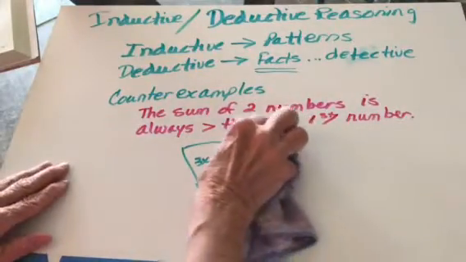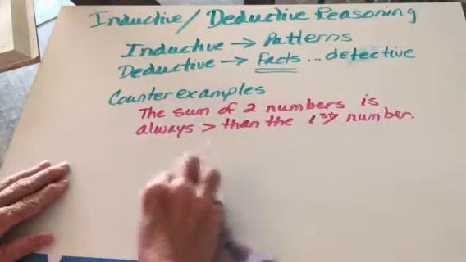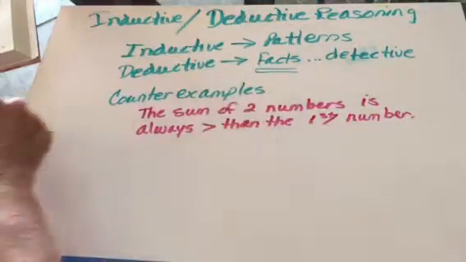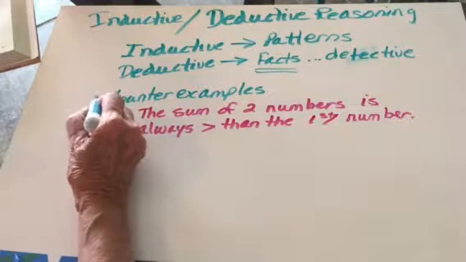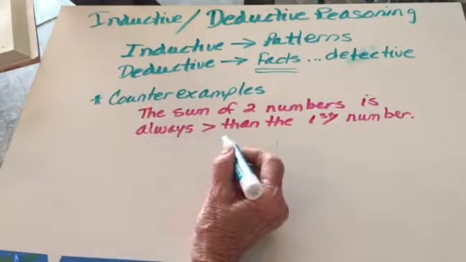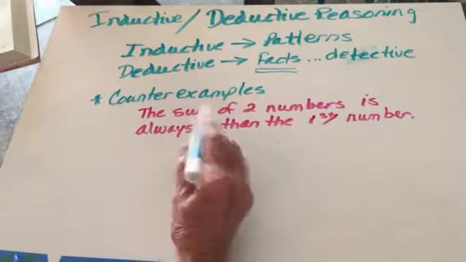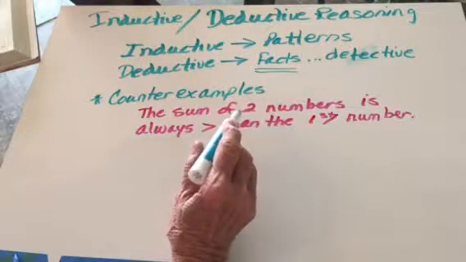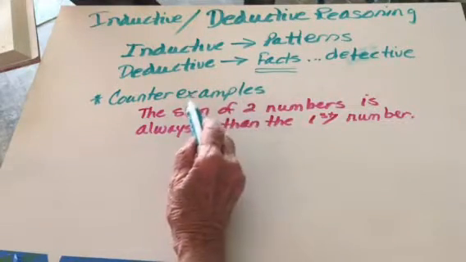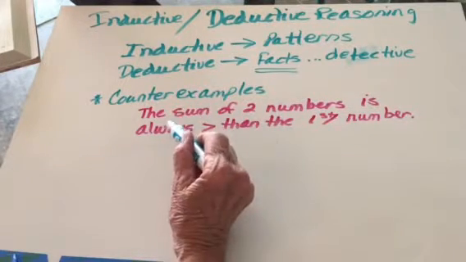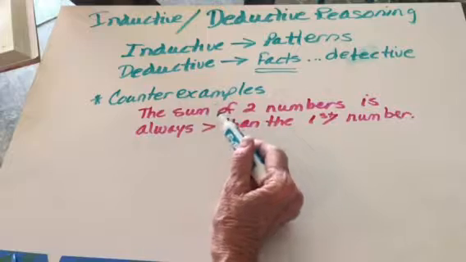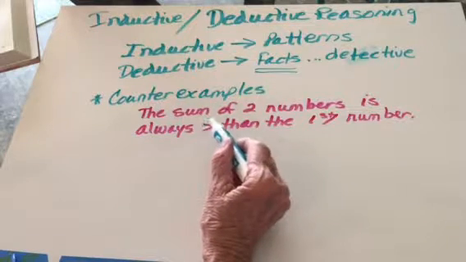Now, when you're talking about these kinds of reasonings, you're going to come up with a word that says counterexample. They'll say, find a counterexample. In other words, find an example where it's not true. Whatever it is, find an example where it's not true.